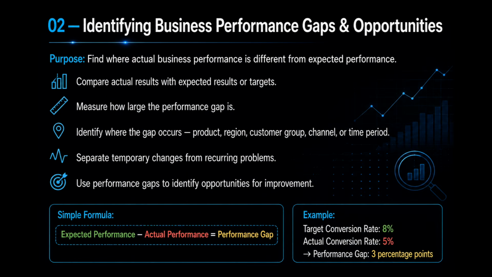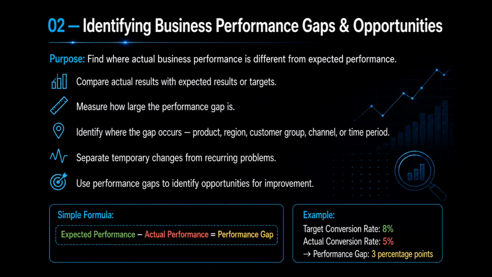Step 2. Identifying business performance gaps and opportunities. The purpose is to find where actual business performance is different from expected performance. First, compare actual results with expected results or targets. Then, measure how large the performance gap is. Next, identify where the gap occurs, whether it's related to a product, region, customer group, channel, or time period.